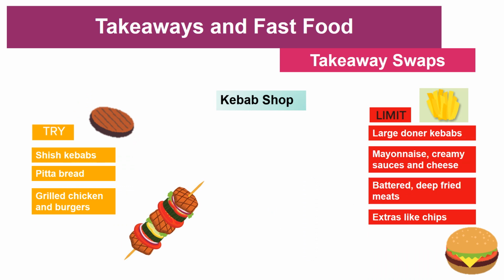Okay, so now at a kebab shop and burger place, the healthier options would be opting for shish kebabs with pita bread, with grilled chicken, grilled burgers and lean meats. We recommend limiting how often you get large doner kebabs with mayo, cheese, creamy sauces, deep fried and battered meats and extra chips.